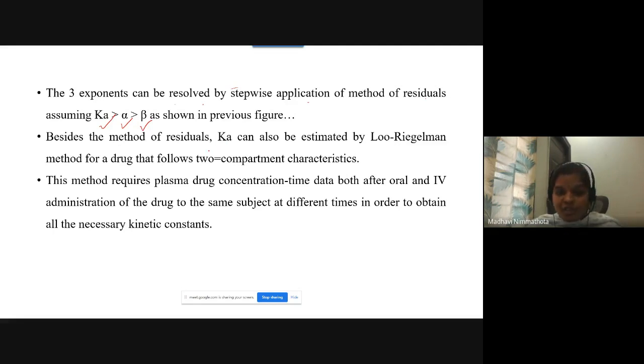Besides the method of residuals, Ka, your absorption rate constant, can also be estimated by the Loo-Riegelman method for a drug that follows two compartment characteristics. So apart from the method of residuals, your absorption rate constant can also be calculated by the Loo-Riegelman method. This method requires plasma drug concentration time data for both oral and IV administration. Whenever we are doing calculations in our DPPK lab, you will get a clear idea how we can calculate this absorption rate constant.